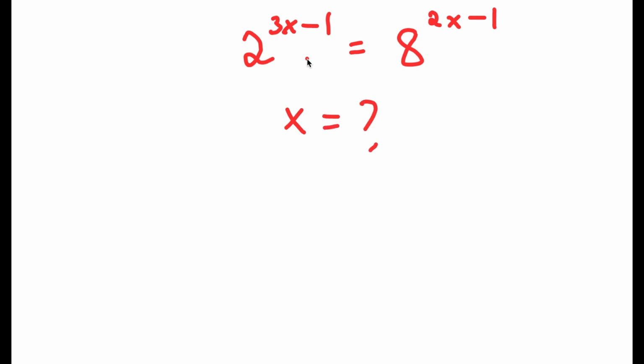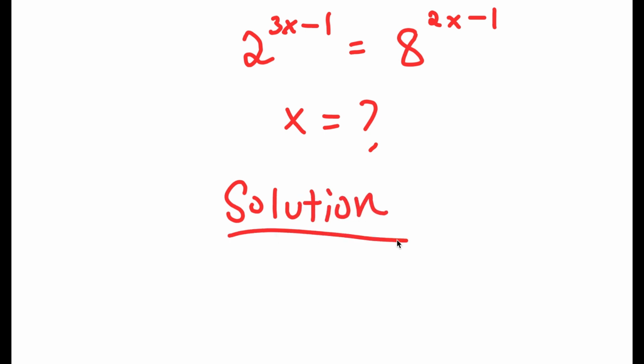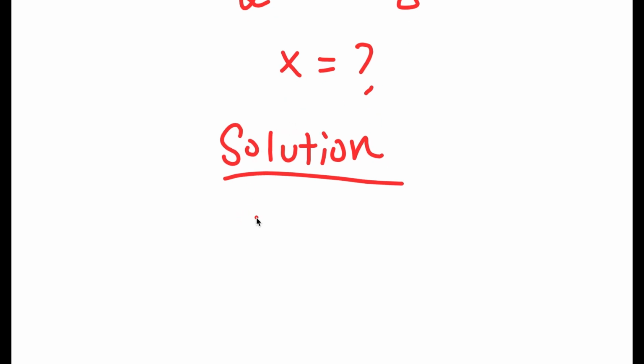Alright, so in this problem, I have 2 to the power of 3x minus 1 is equal to 8 to the power of 2x minus 1. So, I want to find the value of x in this problem. So for my solution, I'm going to first start by rewriting my equation.